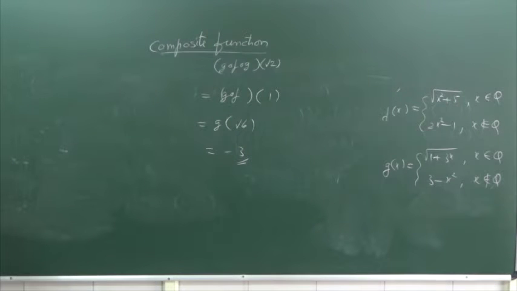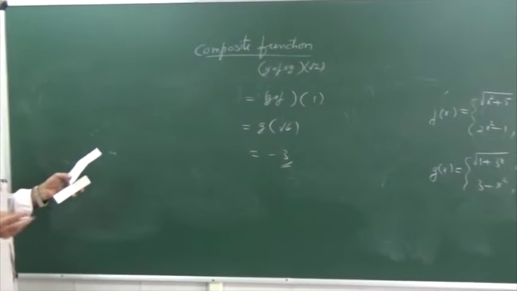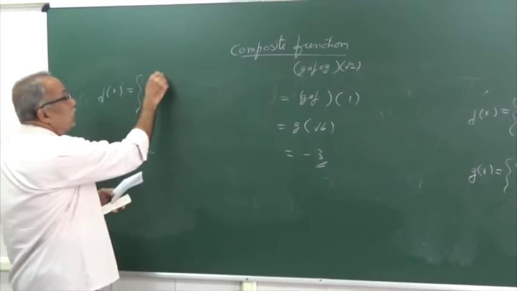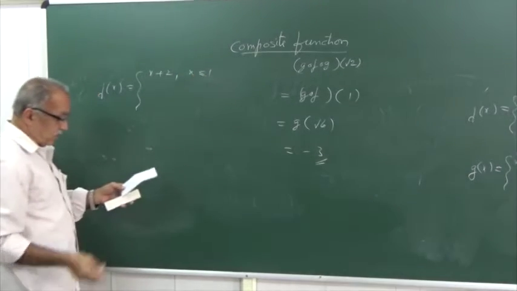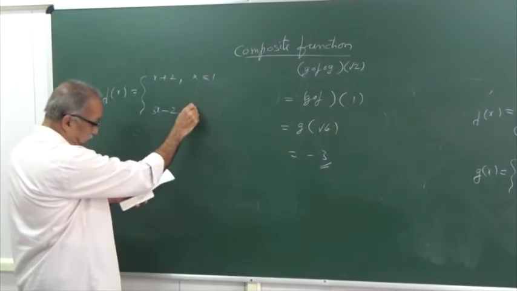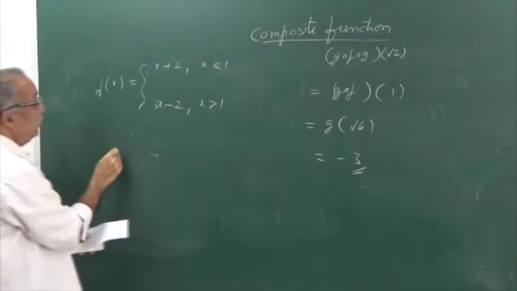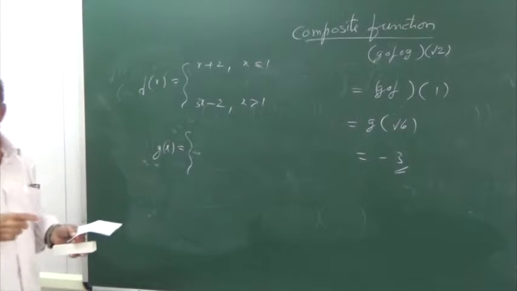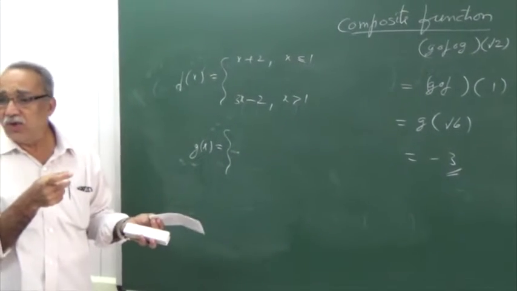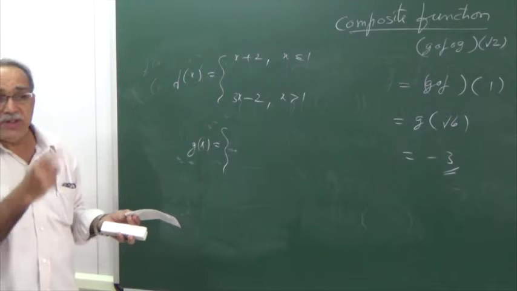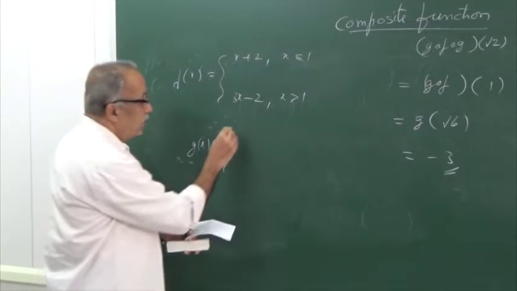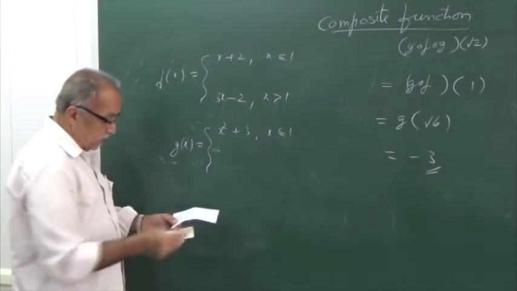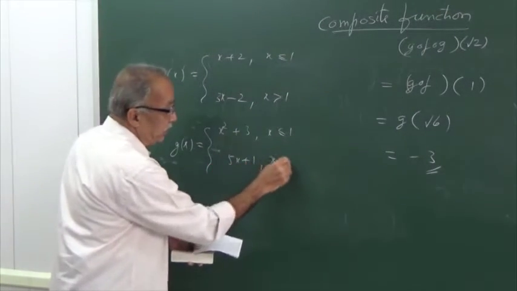My next example will be a little bit more involved. Again, we will have two functions: x plus 2, x less than or equal to 1, 3x minus 2, x greater than 1. Let G be defined by, there is nothing special in choosing the coefficients or forms, just one set of formulae required, I used them. Randomly chosen expressions: x square plus 3, x less than or equal to 2, 5x plus 1, x greater than 2.